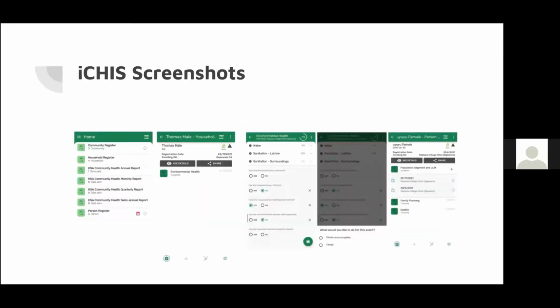In terms of the system, here are a few screenshots. You go to the home screen and pick whichever option you want. Is it the community register you're looking for, household, annual reports, semi-annual reports, quarterly reports, or personal register? That takes you into further details of the option you choose. Mostly the community workers will be using tablets or smartphones.